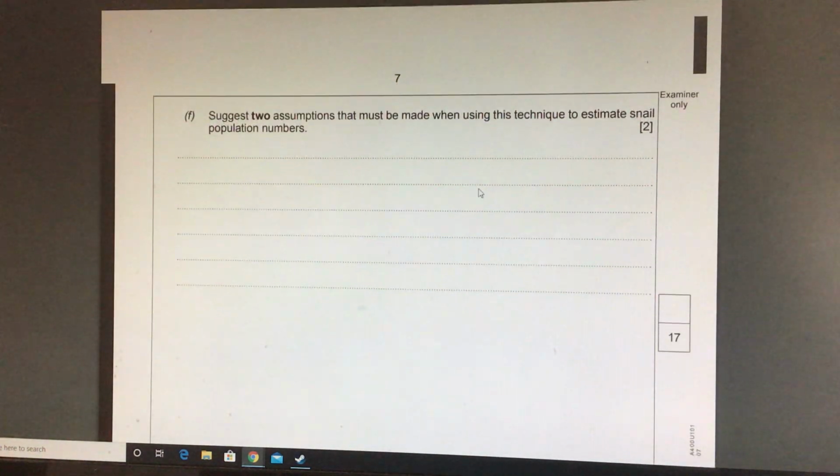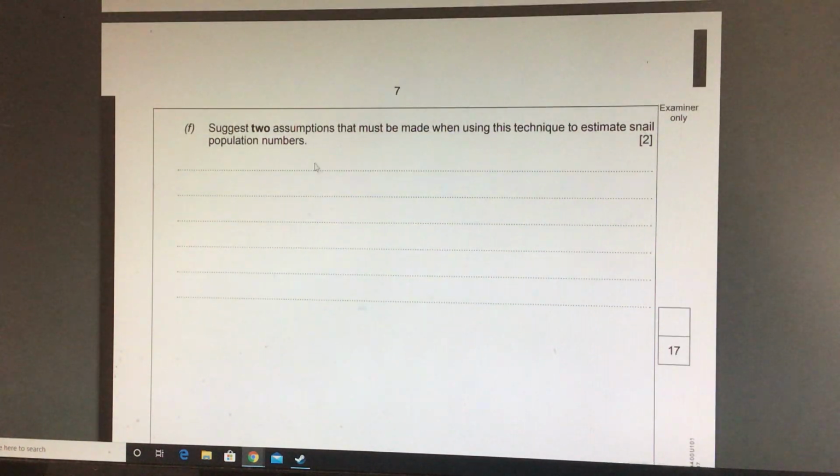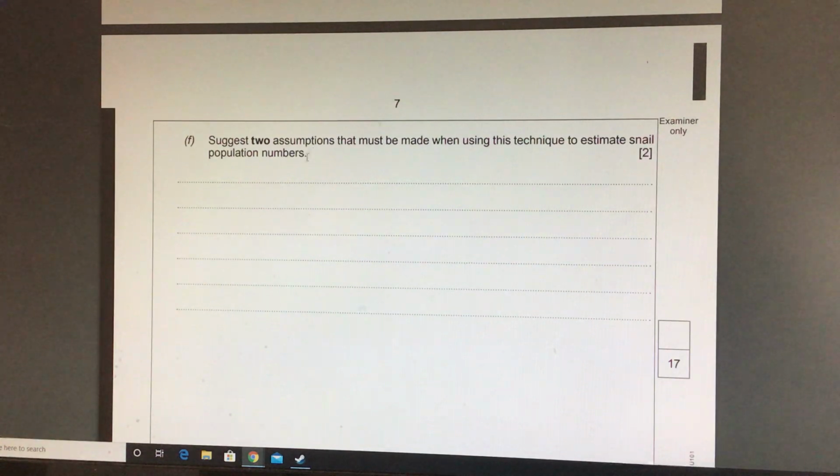Right, last question of question 1. Suggest 2 assumptions that must be made when you're using this technique, the capture, mark, recapture technique. 2 assumptions you need to make, and you did this one very, very well. The first one that most people thought of was: hold on a second, will the mark increase the number of predators eating them because they've become far less conspicuous, or will they be heavier due to the mark, so the mark has to not affect the snail.